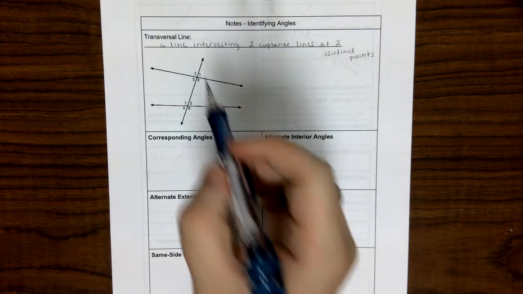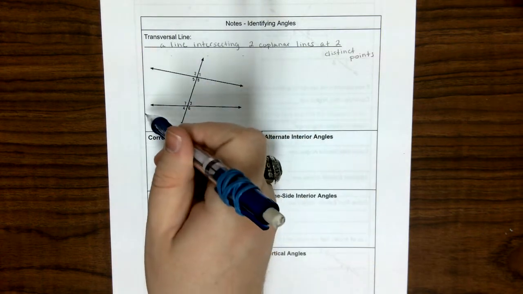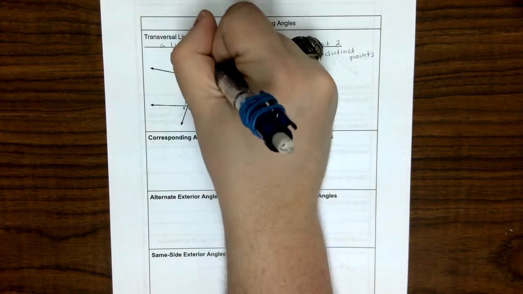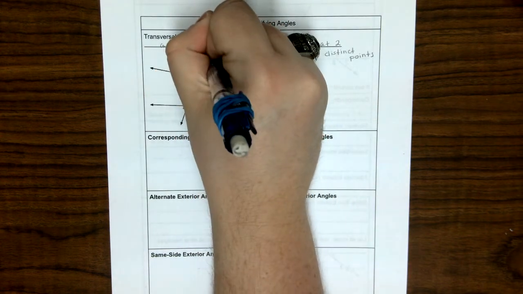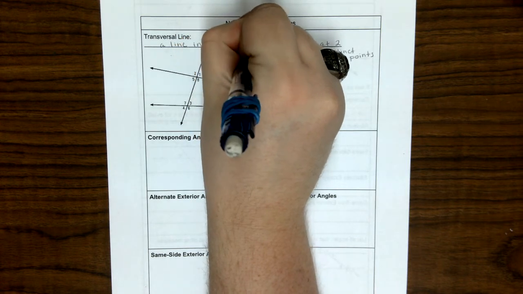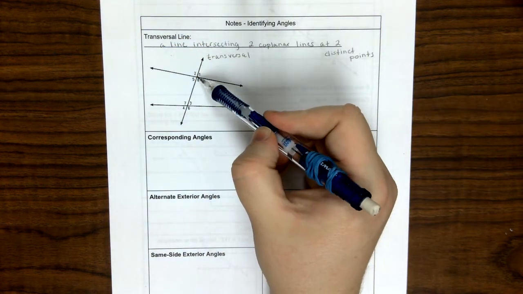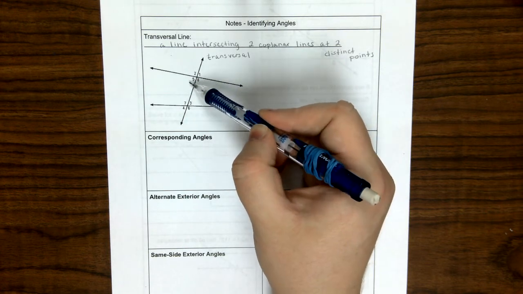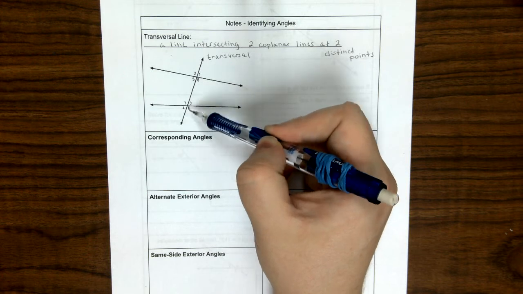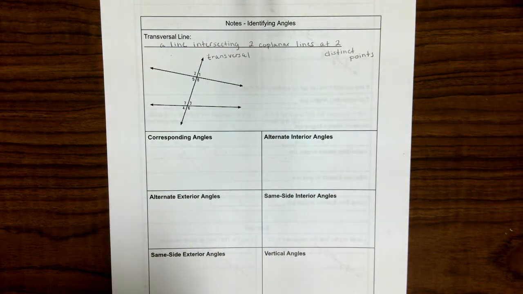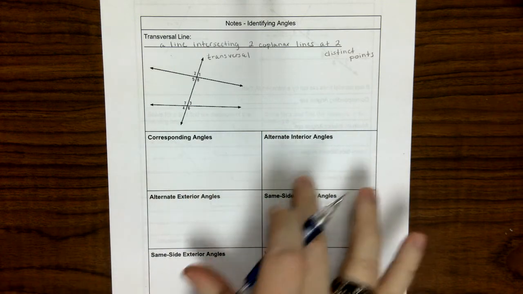Okay, so we've got two lines here. They're obviously not parallel because they'll eventually intersect. This big diagonal line is the transversal because it is intersecting the two lines at this point and this point. And because of that, in this instance, we have 8 different angles. However these angles are positioned to each other is where these names come into play.